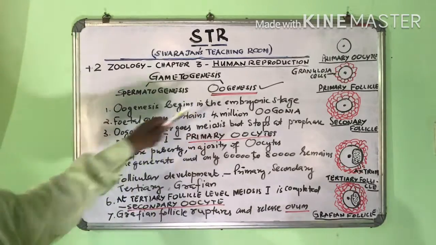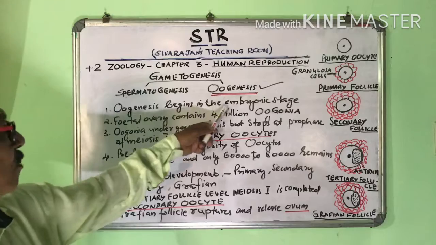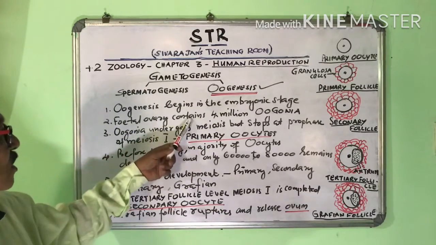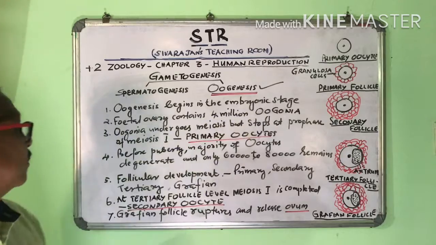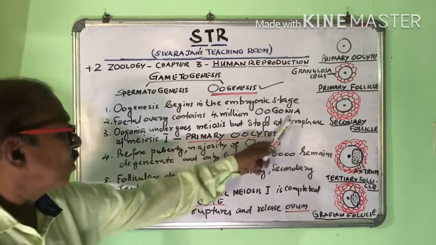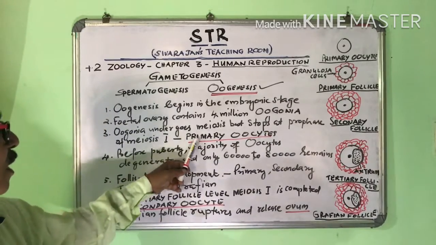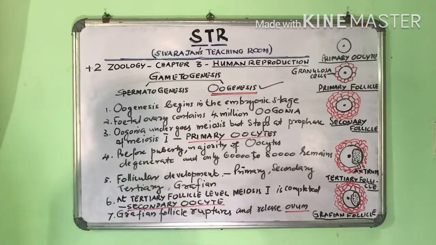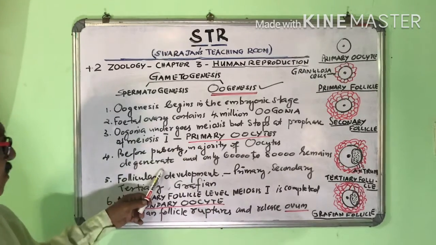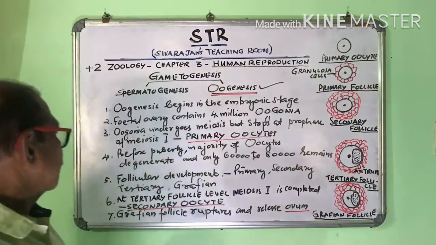So the oogenesis, we can make the points like this. Oogenesis begins in the embryonic stage. The fetal ovary contains 4 million oogonia. Oogonia undergo meiosis but stop at prophase of meiosis 1. These are called primary oocytes. Before puberty, the majority of the oocytes degenerate and only 60,000 to 80,000 remain.